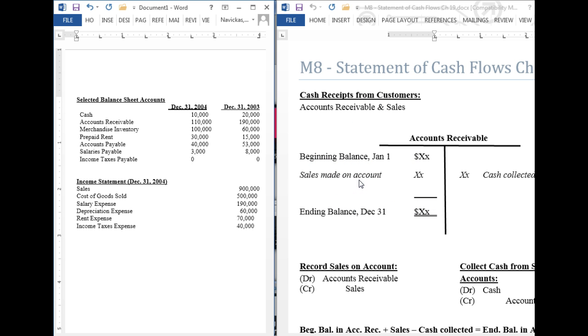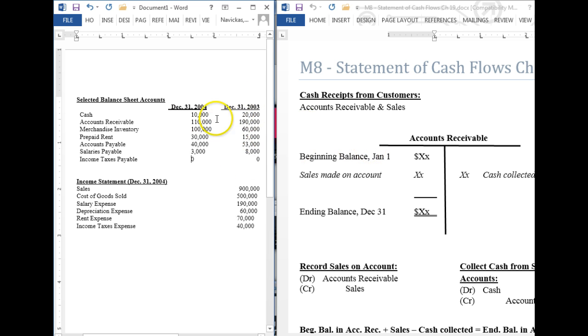So now, do we have enough information to calculate cash collected from customers? Do we have a beginning balance in the receivable? Yes. Do we have an ending balance in the receivable? Yes. Do we have a sales figure? Yes. So now for the statement of cash flows, we can calculate the cash collected from customers.